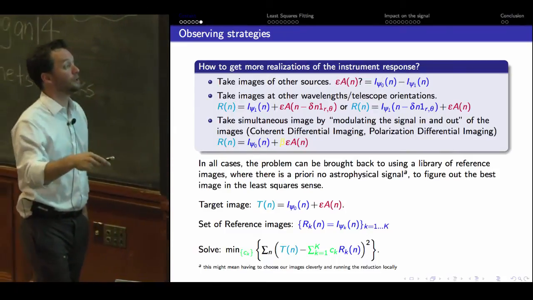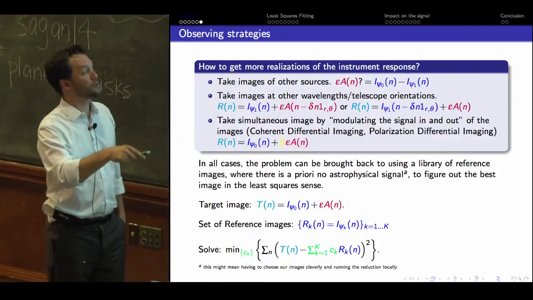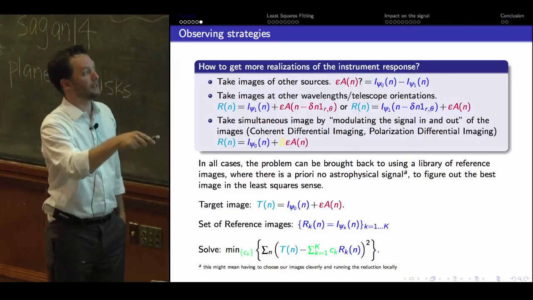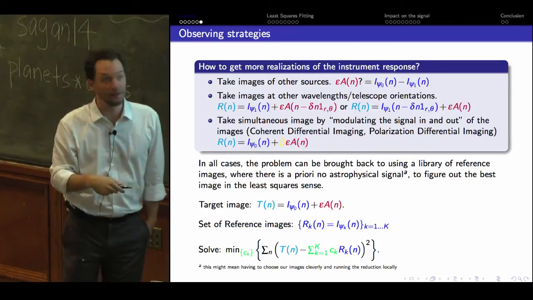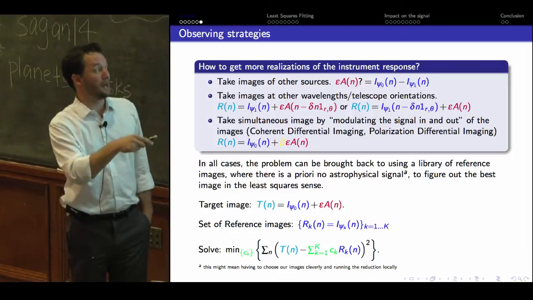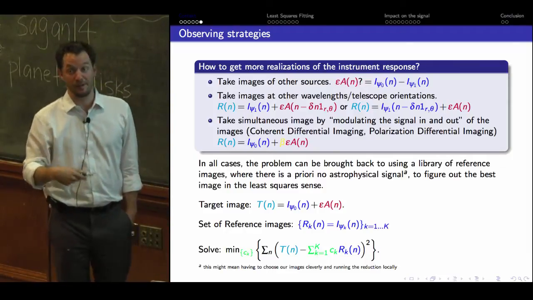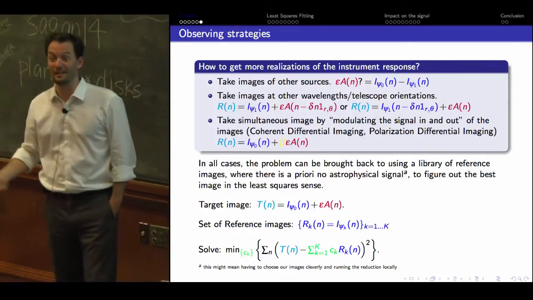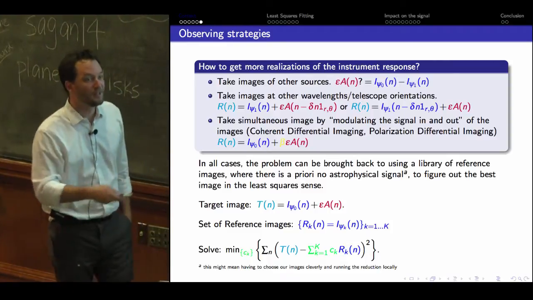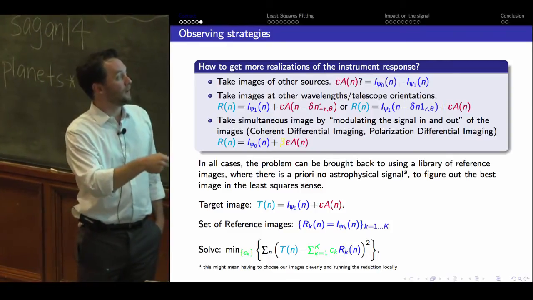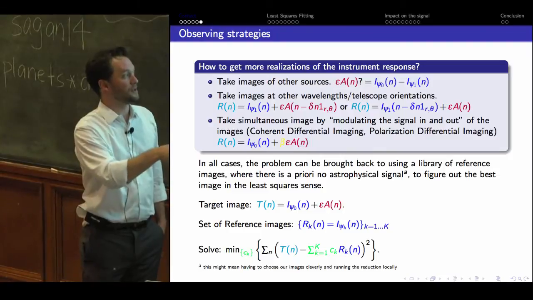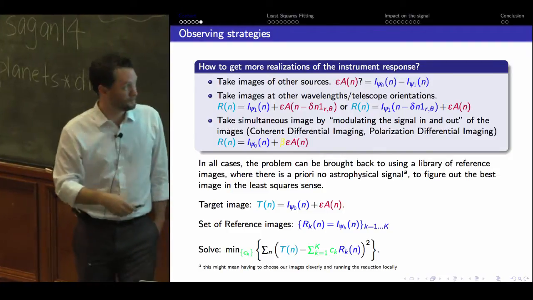And all you want to do is reconstruct this term as a linear combination of these references. And so you want to minimize in the least squares sense, because we like least squares. It's really nice. It behaves very, very well. And computationally, it's nice, it's a matrix inversion. You want to find the best linear combination of your references that matches your target image.